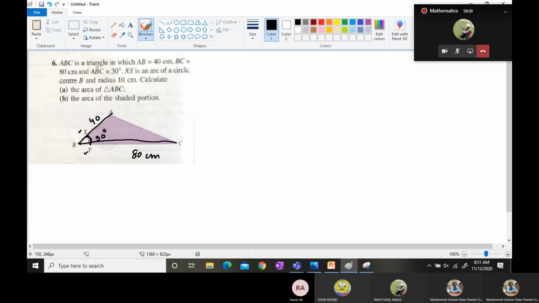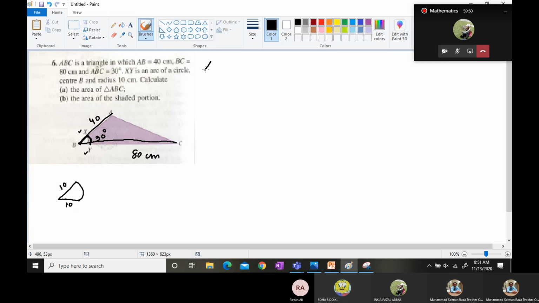With center B and radius 10, this small part mentioned here has radius 10 and radius 10. It's a little cone, known as the minor sector, and we need to find the area of triangle ABC.